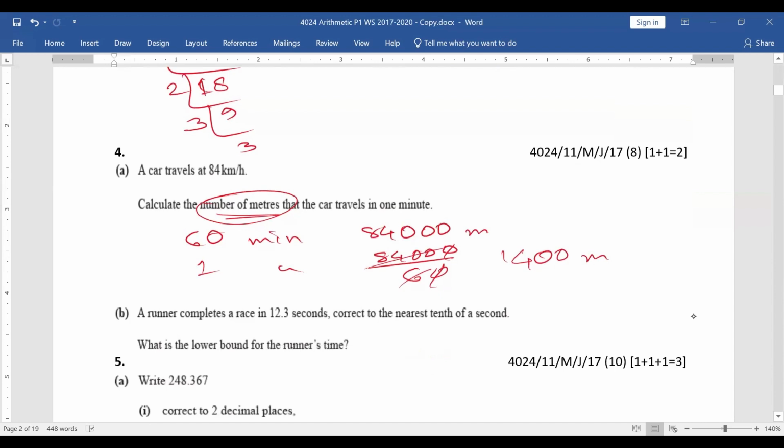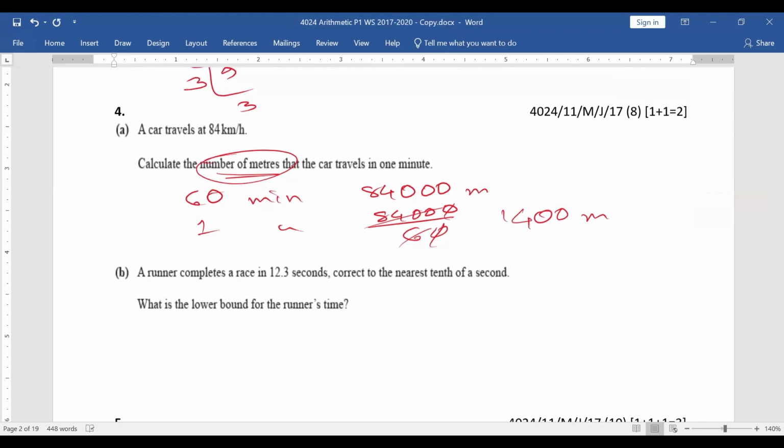Next question. A runner completes a race in 12.3 seconds, correct to the nearest tenth of a second. What is the lower bound for the runner's time? Very interesting, an upper bound, lower bound question. Correct to the nearest tenth of a second, so the digit in the tenths place is 3 here, 12.3 seconds. And what's the lower bound for the runner's time? Lower bound. Okay.